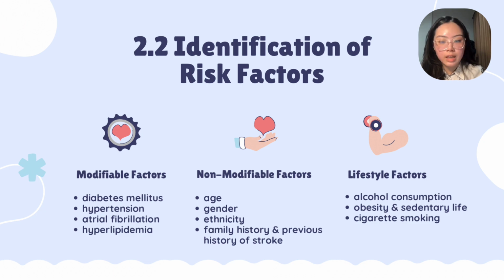Non-modifiable risk factors include age, which is seen in 60 to 72 years of age, gender, which is mostly in men, and also ethnicity, mostly in African ethnicity, and also family history and previous history of smoke. Lifestyle factors include alcohol consumption, obesity, and also sedentary life, and also cigarette smoking. Hemiplegia is also common in stroke patients. Stroke with hemiplegia has several risk factors, including impaired motor control, reduced proprioception, sensory impairments, spasticity of elbow flexor muscles, and also limited range of motion.